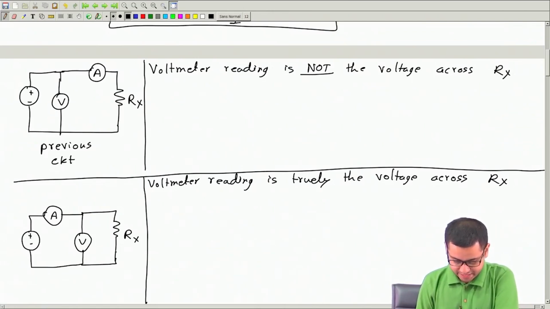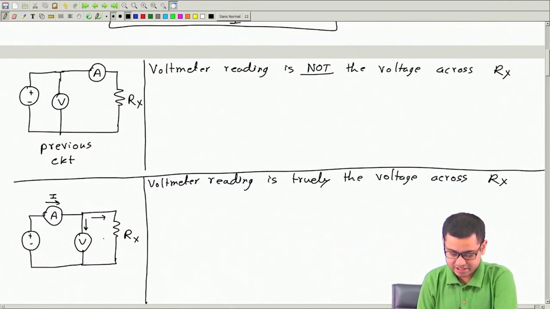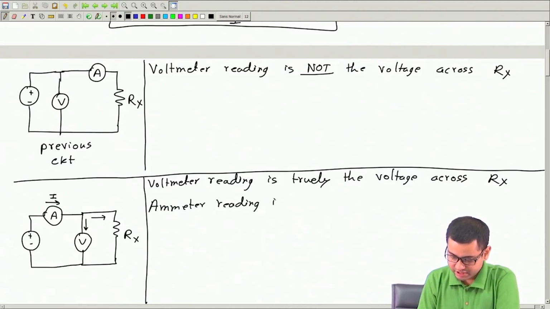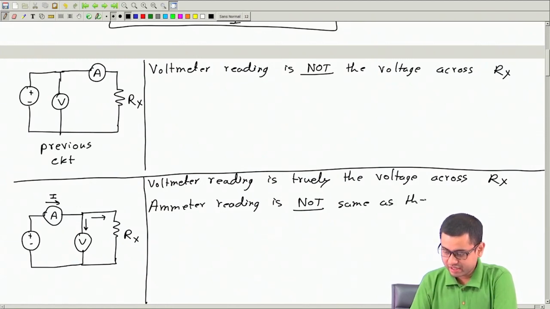The problem is that now the ammeter, the current through the ammeter, if this current is I, is not the current which flows through Rx, because part of this current I goes through this voltmeter and part of it goes through this resistance Rx. So in this circuit, the ammeter reading is not the same as the current through Rx.